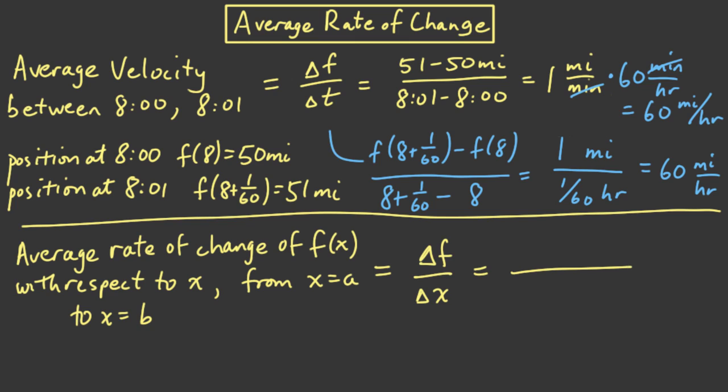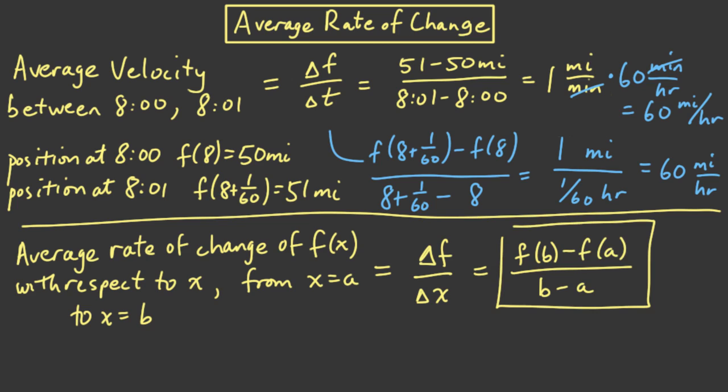So delta x, well, x is going from a to b, so delta x, the change in x, is going to be b minus a. And delta f, well, how much does f change? f is going from f of a to f of b, so its change is f of b minus f of a. And so this quotient right here is our average rate of change of f with respect to x as x goes from x equals a to x equals b.